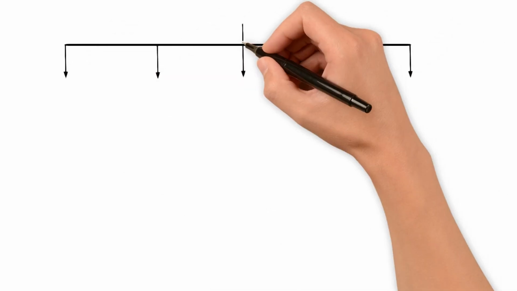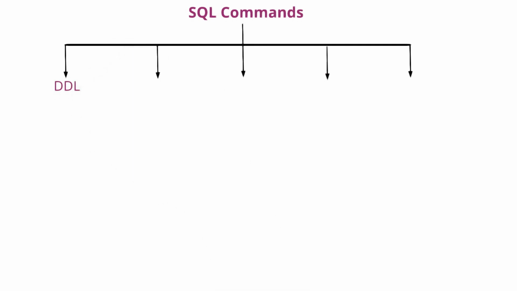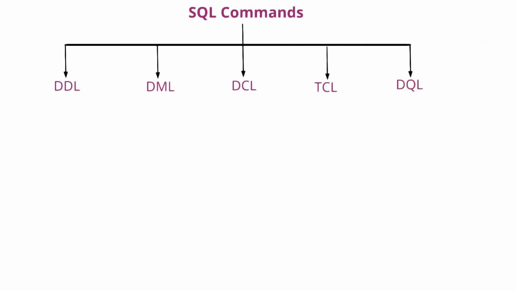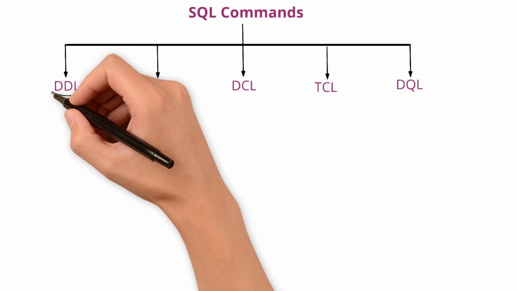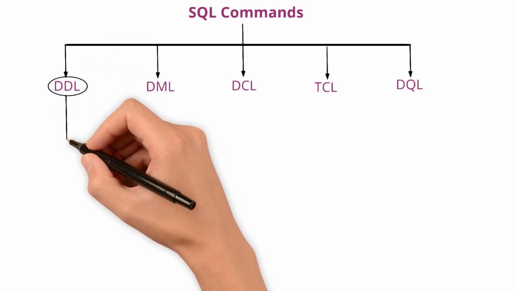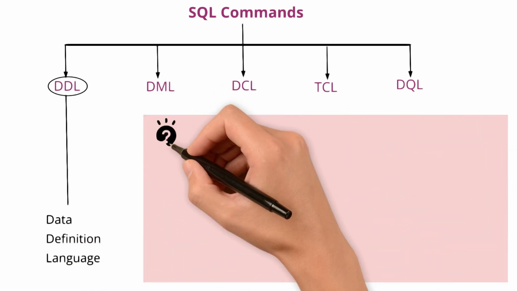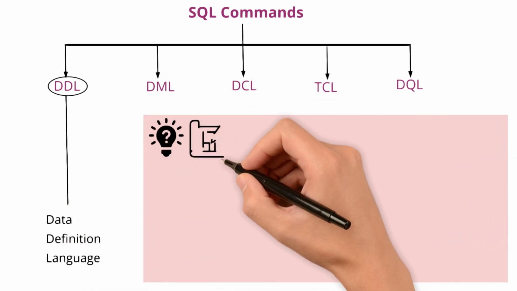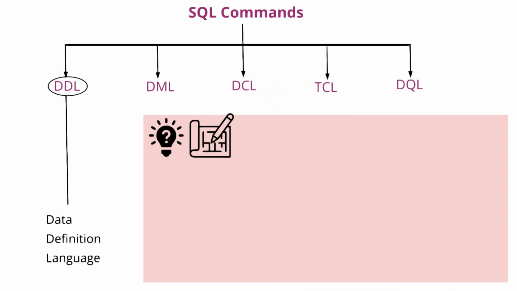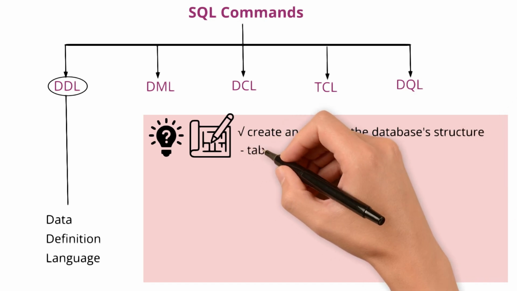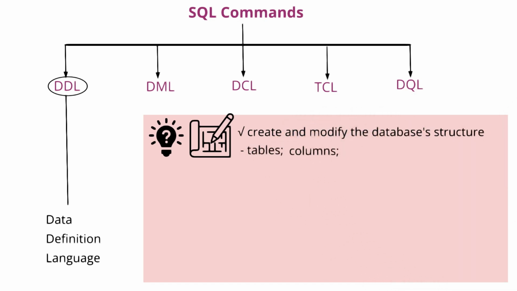There are 5 types of SQL commands: DDL, DML, DCL, TCL, and DQL. Let's go one by one. First one, DDL, which stands for Data Definition Language. What does it do? Think of DDL as the architect's blueprint for a building. It allows you to create and modify the database's structure, including tables, columns, constraints, and relationships.